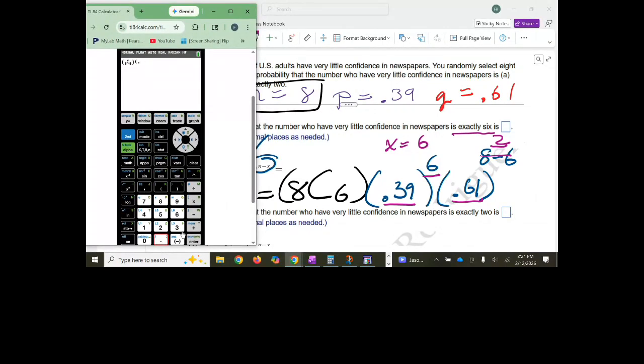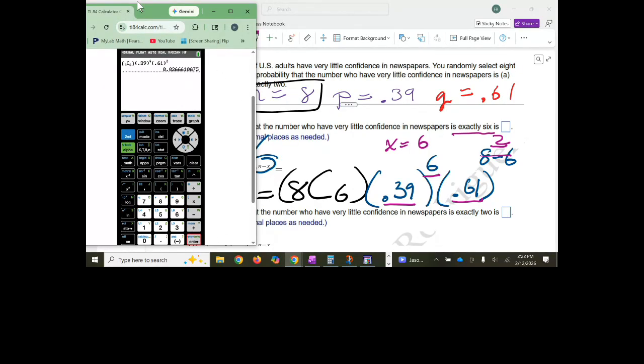I'm going to go 0.39. I'm going to raise that, y'all, to the power 6. I'm going to scooch over. I'm going to drop some parentheses again. I'm going to go 0.61. I'm going to drop that here, and we're going to raise it to the power of, we said, 2. Then, guys, I'm just going to hit enter.